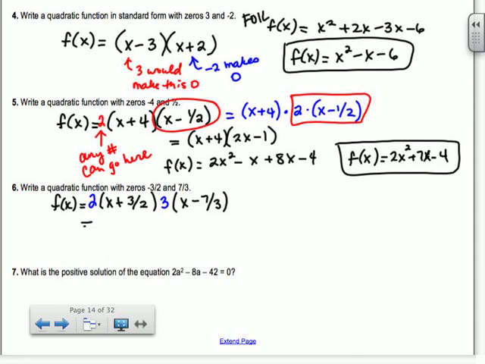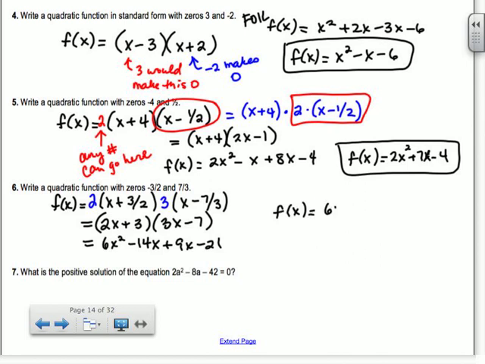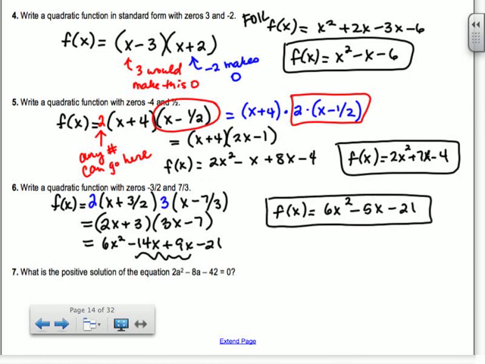Okay, so that means I'd really have 2x plus 3 times 3x minus 7. And then I'm ready to FOIL, so 6x squared. My outer is negative 14x. My inner is plus 9x. My last is negative 21. So my function is 6x squared minus 5x minus 21.